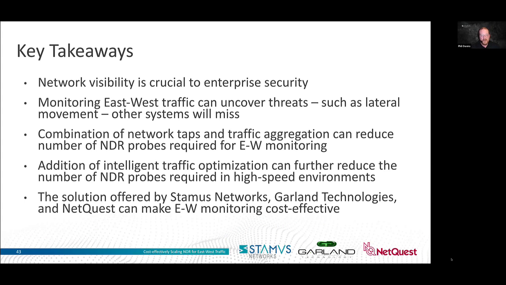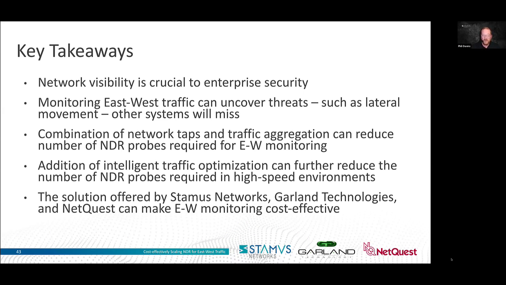All right, so some of the key takeaways. Network visibility is crucial to enterprise security, right? I think we've covered that, and hopefully that's what you came away with. East-west traffic can uncover threats, such as lateral movement that other systems might miss, and how we can do east-west traffic at a decent budgetary number for you, right? With the team here, with Steve and Chris and Stamus, and putting that architecture together.